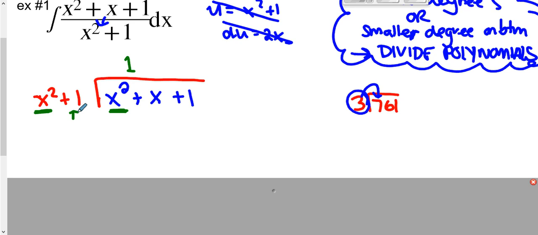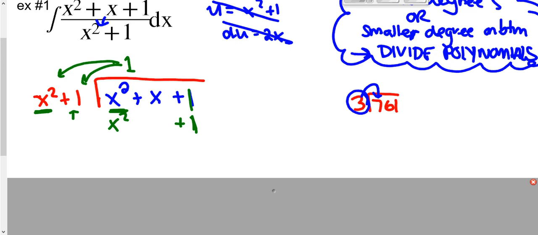What you do is you multiply this 1 to both terms here, and you write it under. So you have 1 times x squared, which is x squared. 1 times 1 is a 1. So I'm going to put that under my like term. I have a 1, so I'm going to put that under there. I'm not going to put it under the x.